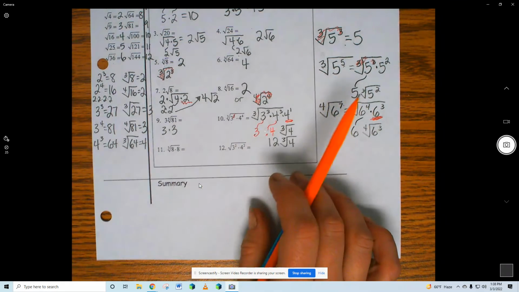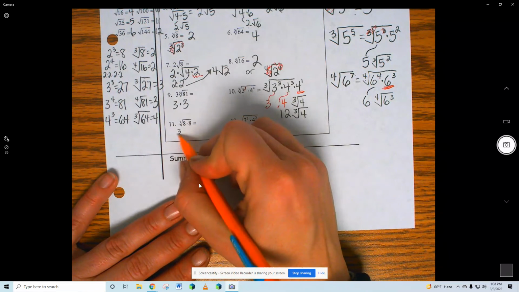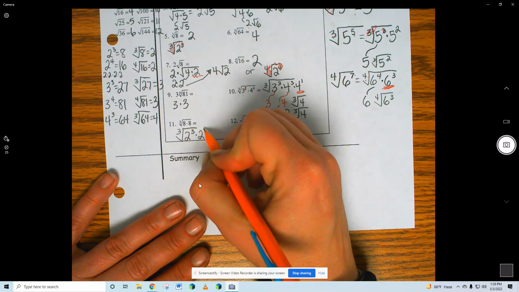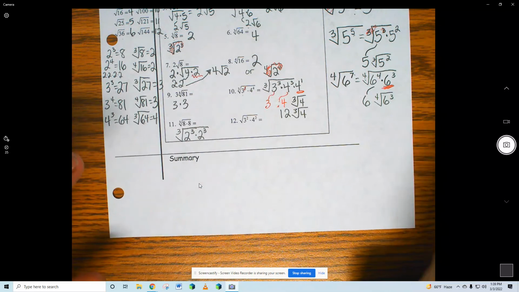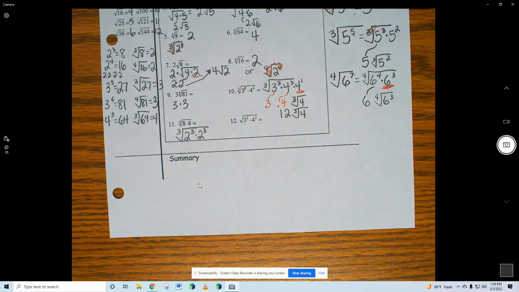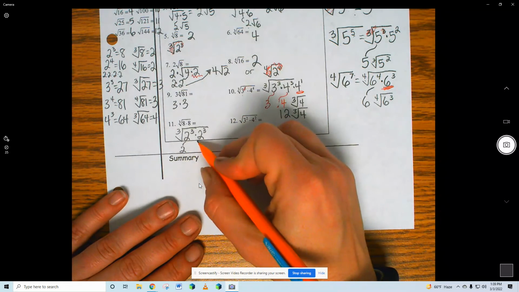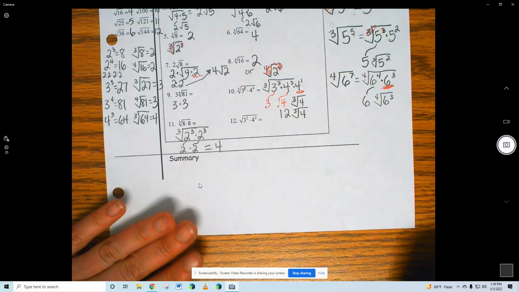Number 11. 8 can be rewritten as 2 to the third because 2 to the third is 8. So I'm going to write 2 to the third times 2 to the third instead of 8 times 8. Because the 3's will cancel out. 2 comes out alone, and another 2 comes out alone. The answer is simply 4.